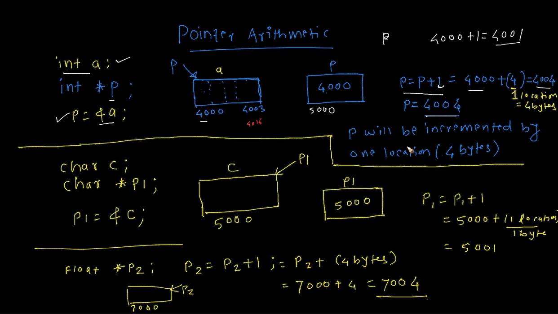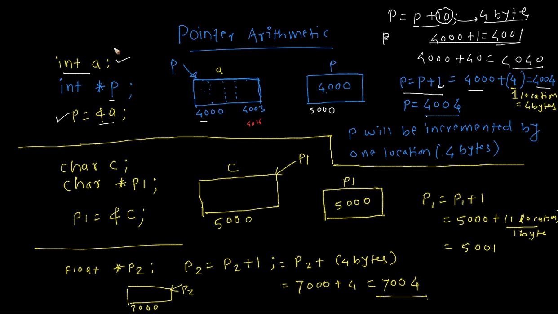that is 4004. Now when I increment P by, let's say, P is equal to P plus 10, I'm not adding 10 to this 4000, but I am adding 10 locations of integer type to 4000. One location is of 4 bytes. So actually 10 into 4. I am incrementing P by 10 locations. How many bytes are there in one location? 4 bytes. So we are incrementing 40 bytes. So P becomes 4000 plus 40, which is 4040.